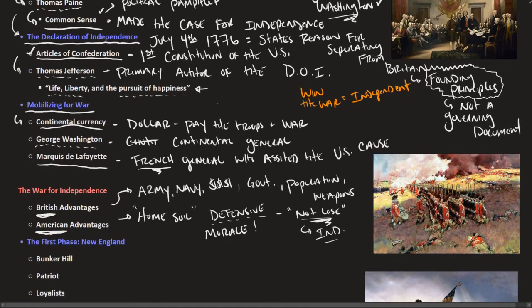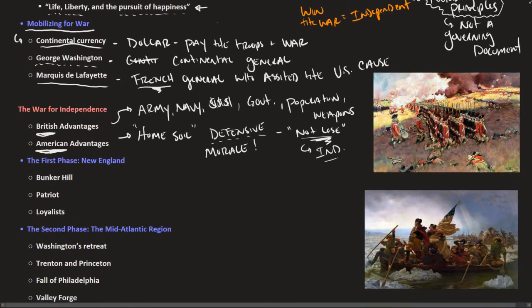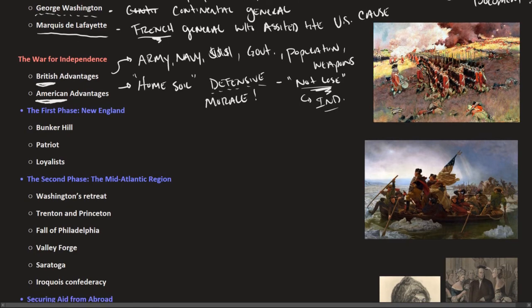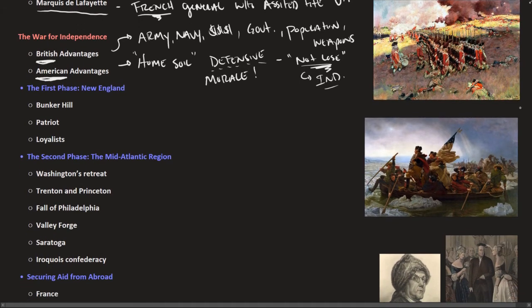But the motivation for Hessians is money, they're looking for some sort of financial incentive. Whereas a lot of Americans will be fighting for their homes, fighting for their schools, fighting for their churches, fighting for their communities. And this is especially true during the later stages of the war, where British armies are actively engaged in the destruction of colonial property, right? There's the motivation of revenge in some areas.